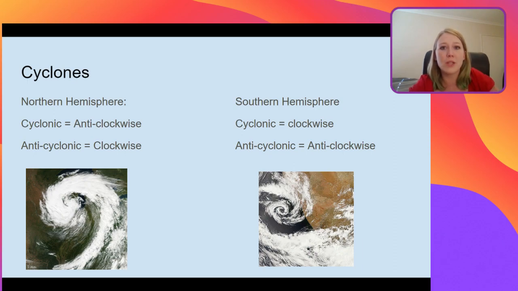So I've included two pictures over there so you can see what these systems look like in the two different hemispheres. The one on the left-hand side is the northern hemisphere. That is a mid-latitude cyclone. You can see it's turning anti-clockwise, so it's one way. And then the one on the right-hand side is turning clockwise. That is in the southern hemisphere.